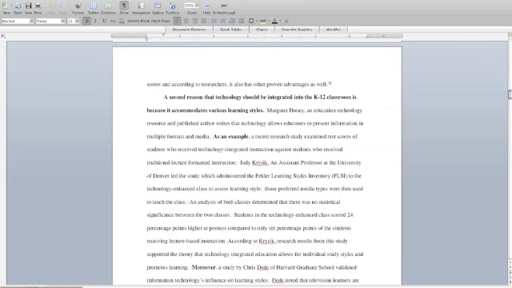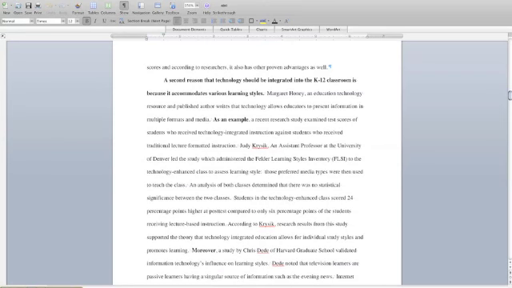It says a second reason that technology should be integrated into the K-12 classroom is because it accommodates various learning styles. So again, the writer has supported the thesis that technology should be integrated and given the second reason for that, because it accommodates various learning styles. Immediately after that topic sentence, the writer moves right into the research.